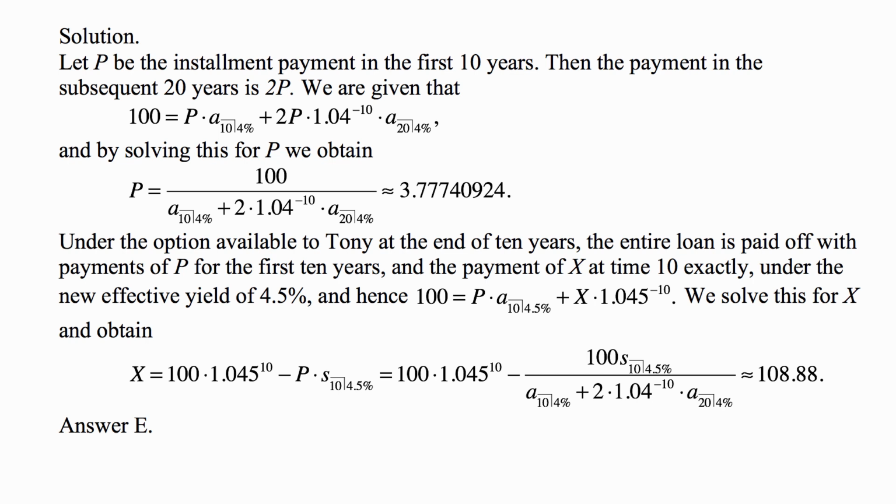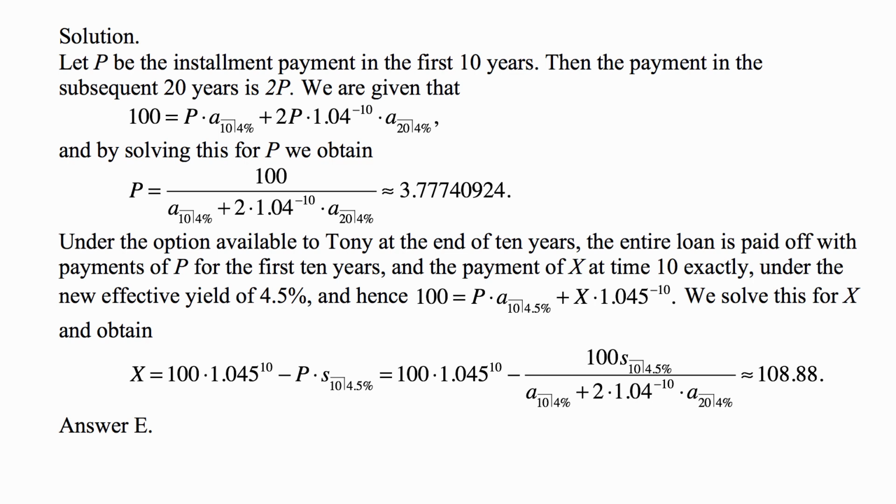Under the option available to Tom at the end of 10 years, the entire loan is paid off with payments of P for the first 10 years and then payment X at time 10 exactly under the new effective yield of 4.5%. So what this means is that the 100 loan has to be equal to the present value of all the payments made on that loan under this new arrangement at 4.5%. That means that 100 is equal to P times a angle 10 at 4.5% plus X times 1.045 to the negative 10. That's the present value at time 0 of that payment at time 10 exactly.